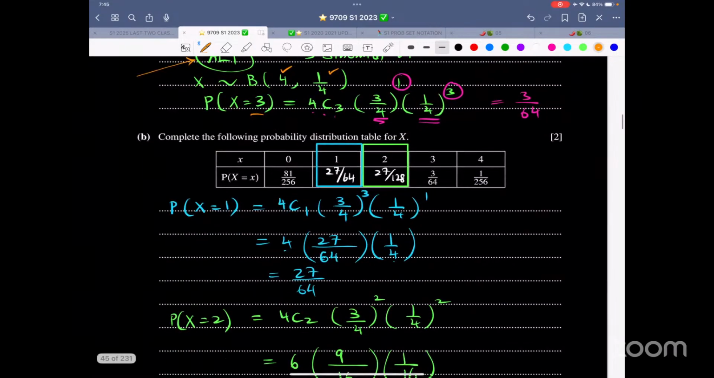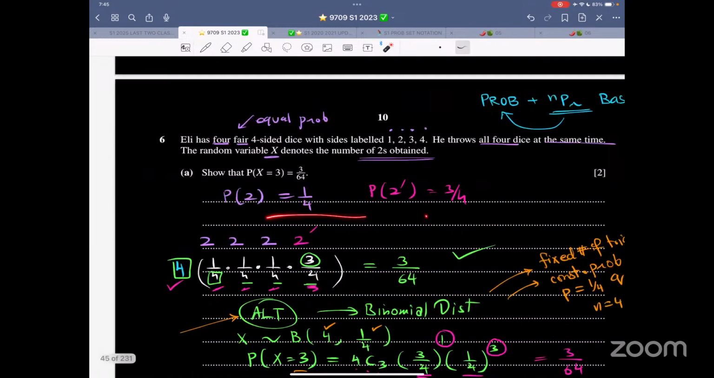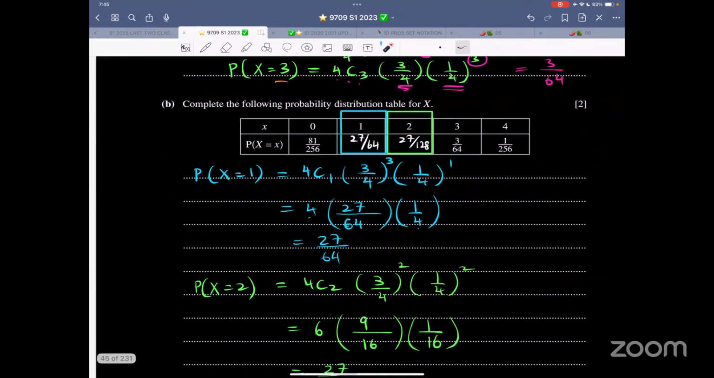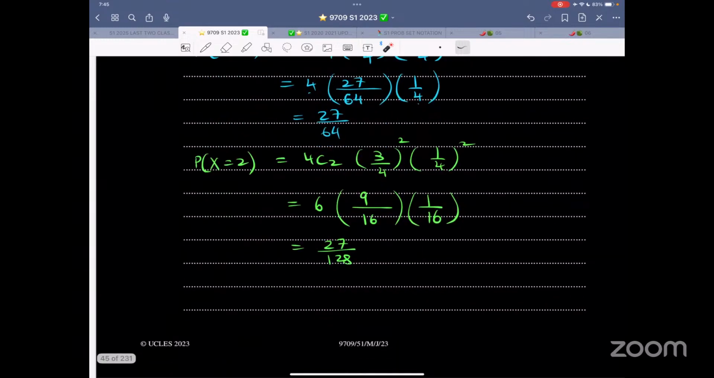Now it says complete the following probability distribution table. So 1 is filled up, 1 is empty, 2 is empty, 3, 4, and 0 are filled up. 3 was evaluated earlier on. So now probability X equals 1, 4C1, success raised to power of 1, failure raised to power of 3. Probability X equals 2, 4C2, success raised to power of 2, failure raised to power of 2. And that's how this is obtained.